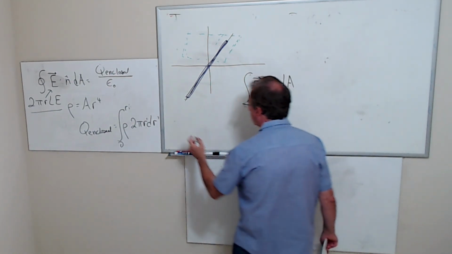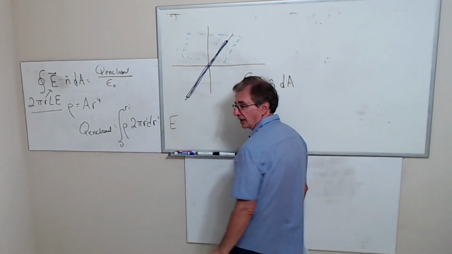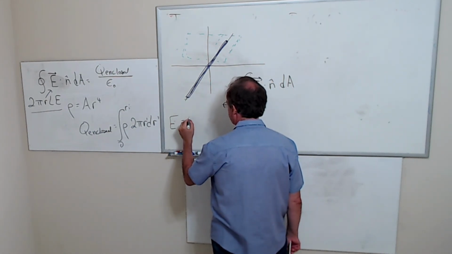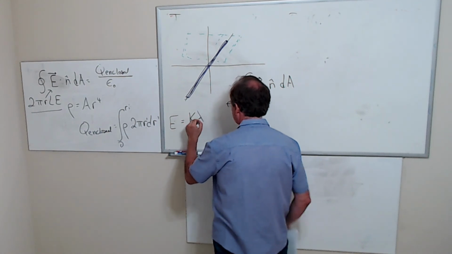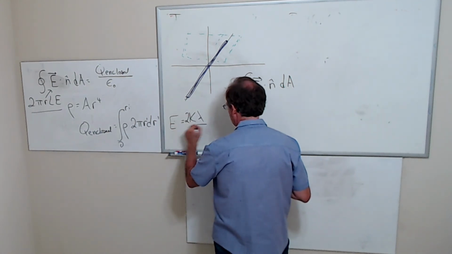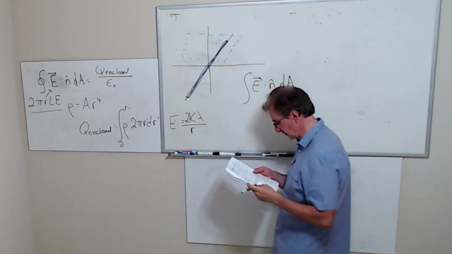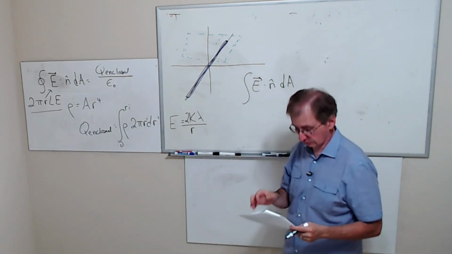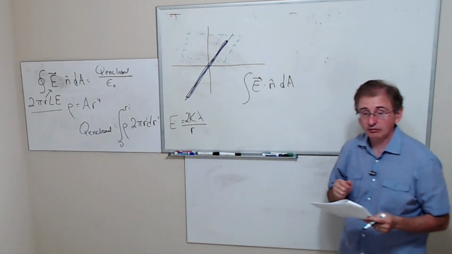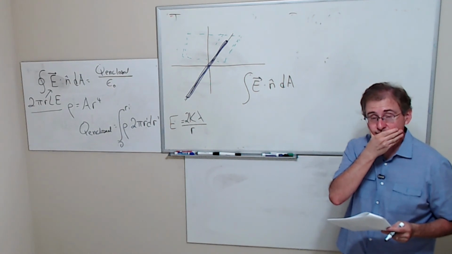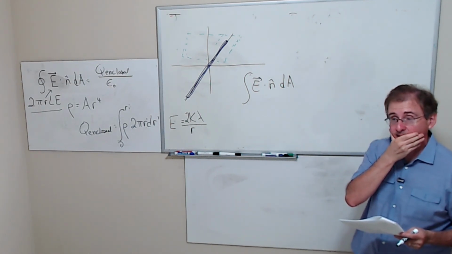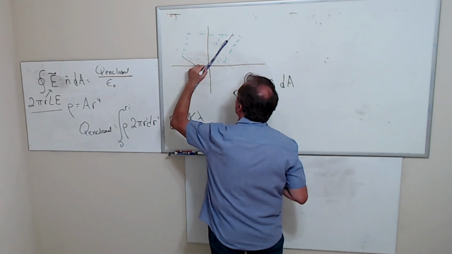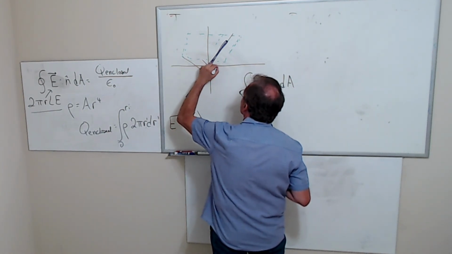The electric field due to a rod, and I had a mistake in the exam, so the electric field due to a rod is going to be 2k lambda over r. And the factor of 2 is missing on the exam. Okay? And it's pointed radially outward from the rod. So electric field is radially outward from the rod, okay?